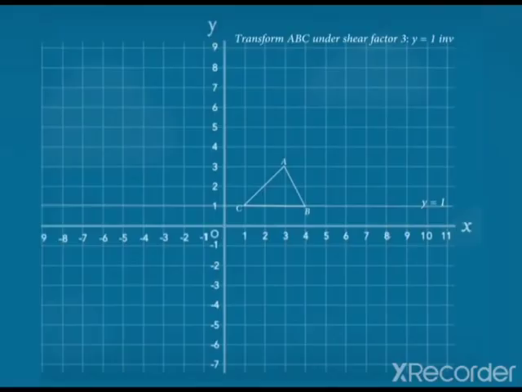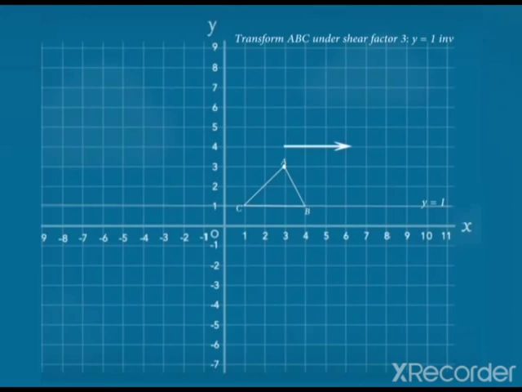For example, we have triangle ABC and we want to get its image under a shear factor 3 with y is equal to 1, the invariant line. Two things to remember. 1. Points B and C lie on the invariant line, and so they don't change. Only point A will change. Number 2. The shear factor is positive, so displacement is to the right. Remember, it has to be parallel to the invariant line.